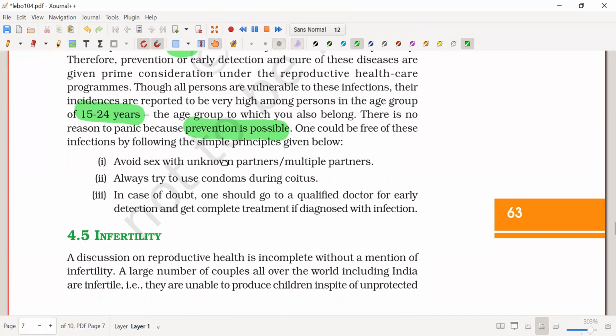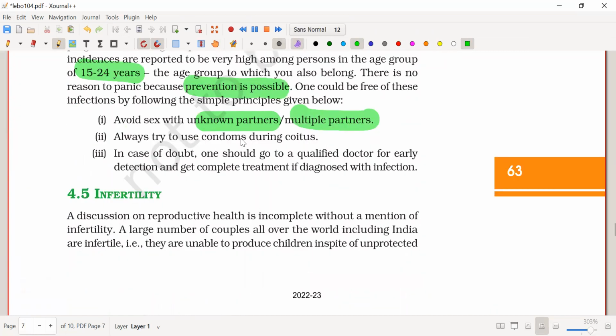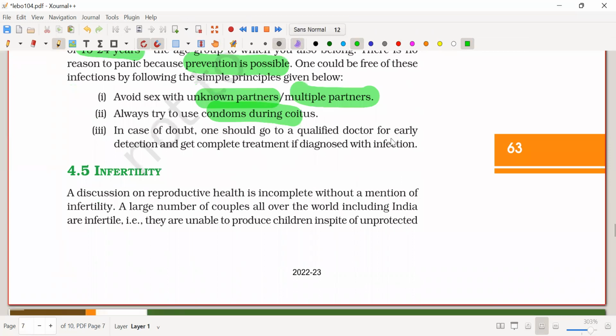Avoid sex with unknown partners or multiple partners. Always try to use condom during coitus. In case of doubt, one should go to a qualified doctor for early detection and get complete treatment if diagnosed with infection.